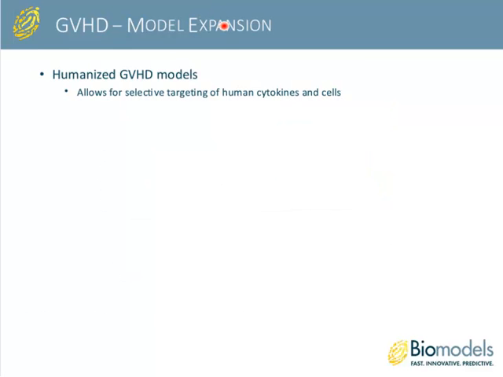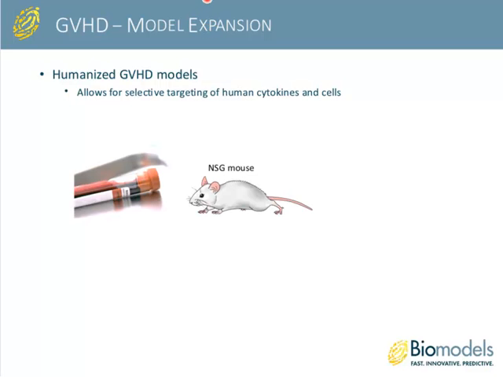Okay, so we can also run a variation of this model using human cells as the donor graft. And this is important because it allows you to target human cytokines and cells, which are obviously not present in the fully murine model. So in this model, we use an NSG mouse, which is a severely immunocompromised mouse. They get a very small dose of irradiation, just enough to supply a little bit of tissue damage and inflammation.